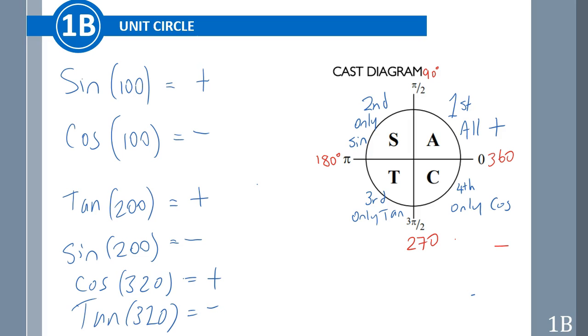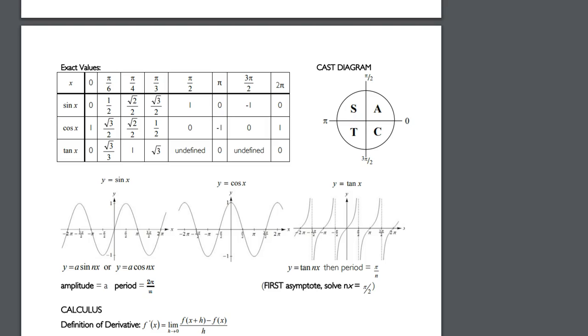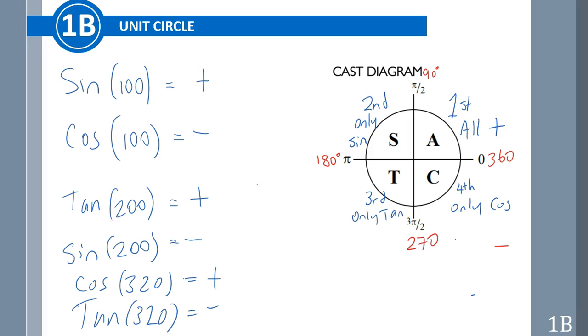Okay, so that cast diagram on your formula sheet tells you whether your answer is going to be positive or negative, depending on where it fits into those quadrants and also what trigonometric ratio we are using. So that's quite handy to know.